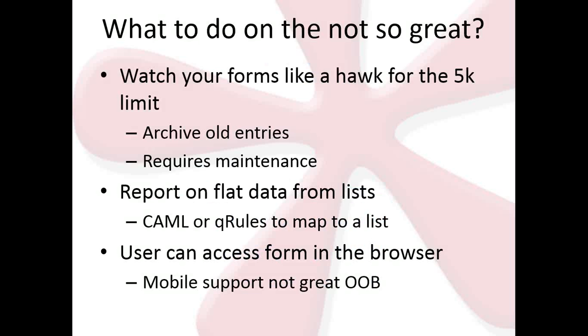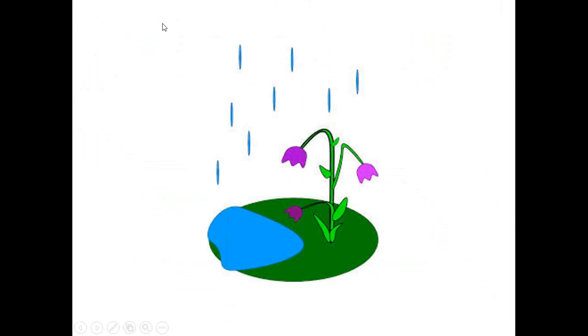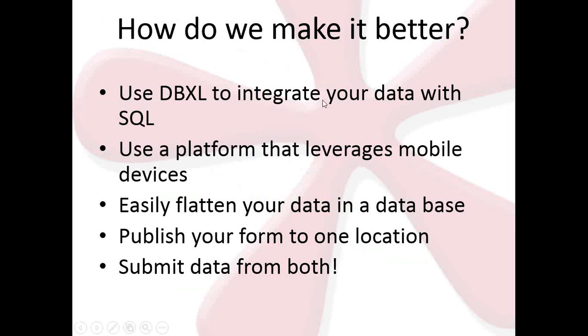And then the last piece would be that your users can access the form from the browser, but the mobile support is not so great. So we're getting some growth in our nice spring garden that is our Office 365 in the cloud, but it's still a little bit drizzly. We've got a lake forming, and we still want to make it better. So how do we make it better?